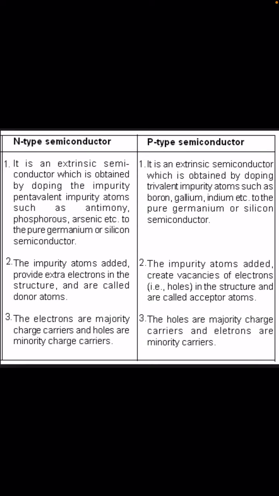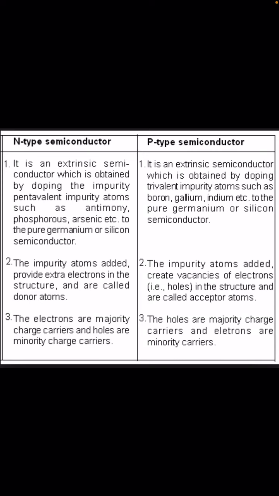But in extrinsic semiconductors, we have two types, P-type and N-type. In an intrinsic semiconductor, the number of electrons is equal to the number of holes. A hole is a vacancy of an electron. But in an extrinsic semiconductor, the number of electrons is not equal to the number of holes, because an extra electron or an extra hole is contributed by the donor or acceptor atom. So what is a donor or acceptor?